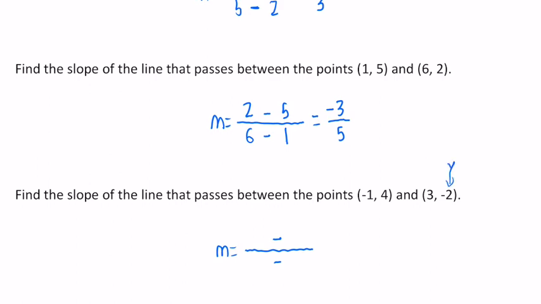On the top, we're going to take our second y value, which is negative 2, minus our first y value, which is 4. On the bottom, we're going to have our second x value, which is 3, minus our first x value, which is negative 1. Negative 2 minus 4 is negative 6. 3 minus negative 1, that's like 3 plus 1, which is 4.